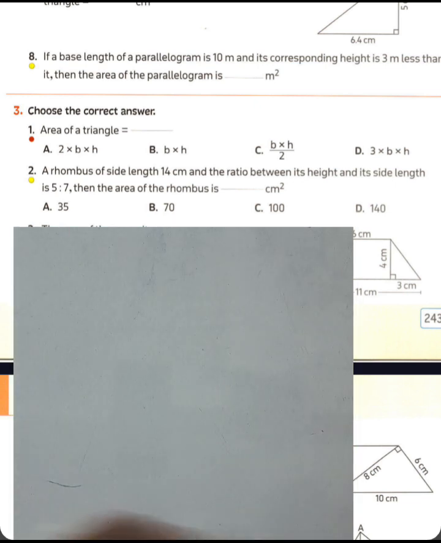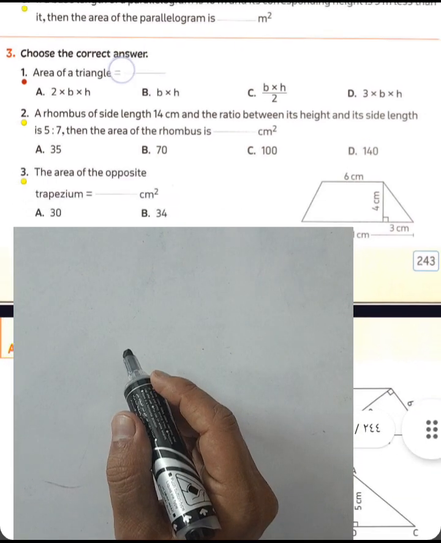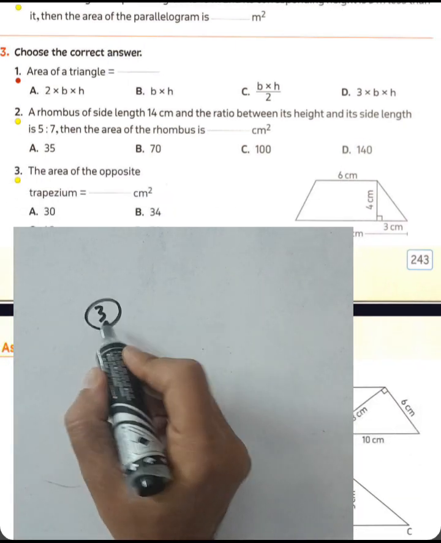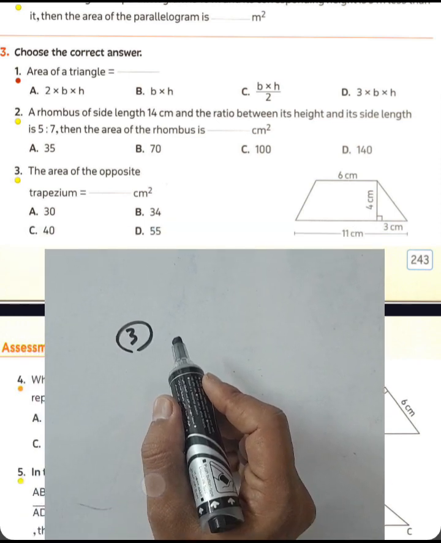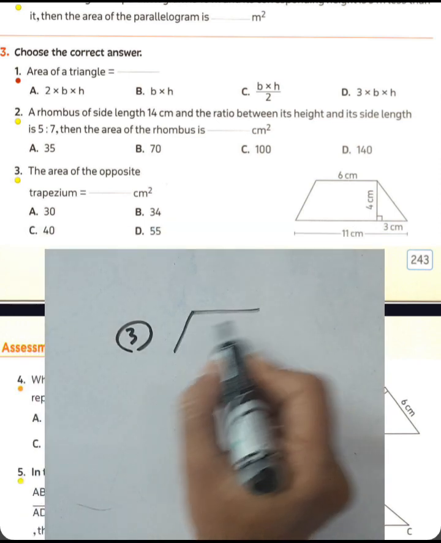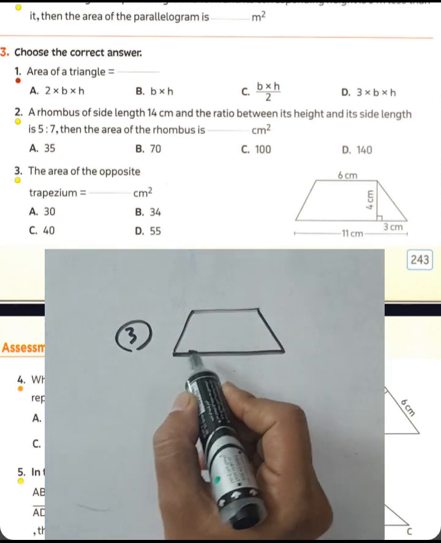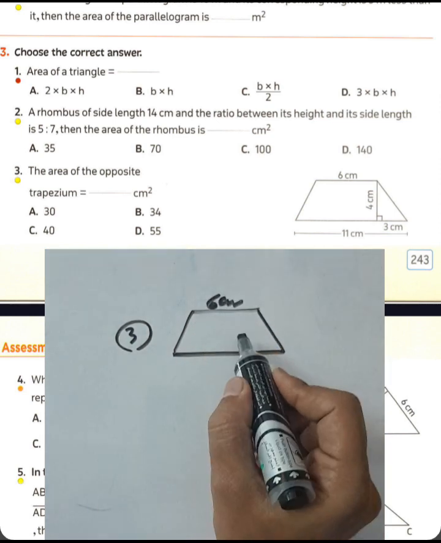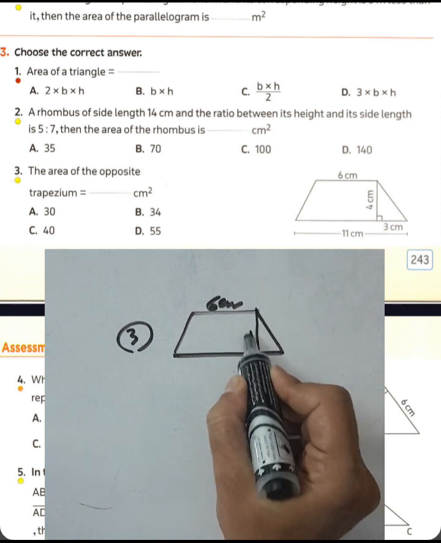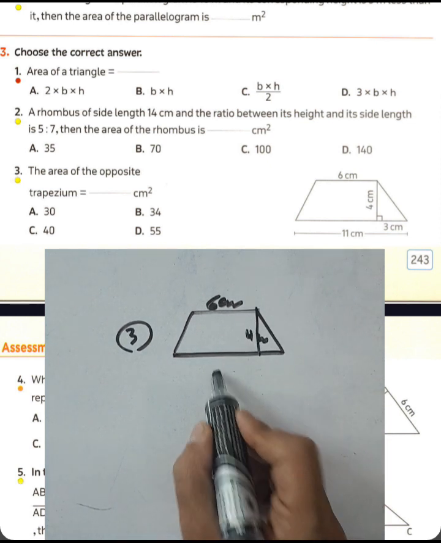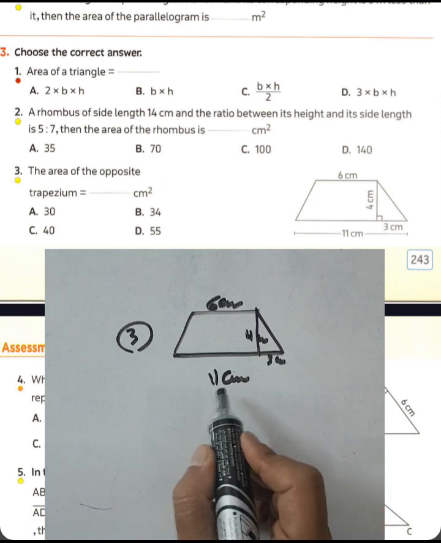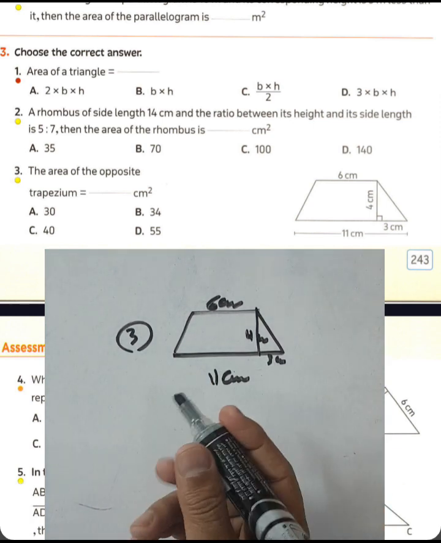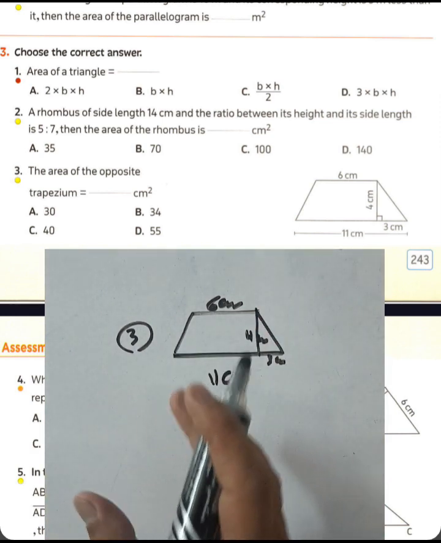Next, example number 3. The area of the opposite trapezium, what will it be? We can write the rule: half the sum of two bases product by corresponding height. Okay, we have here 6 centimeter, the height was 4 centimeter, the base was 11 centimeter, and this small base 3 centimeter. We can solve the example by 2 methods. I will solve by the easy method and by the long method.